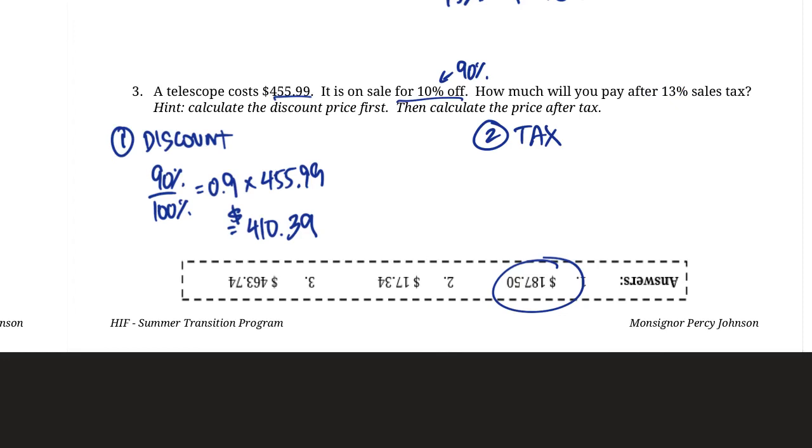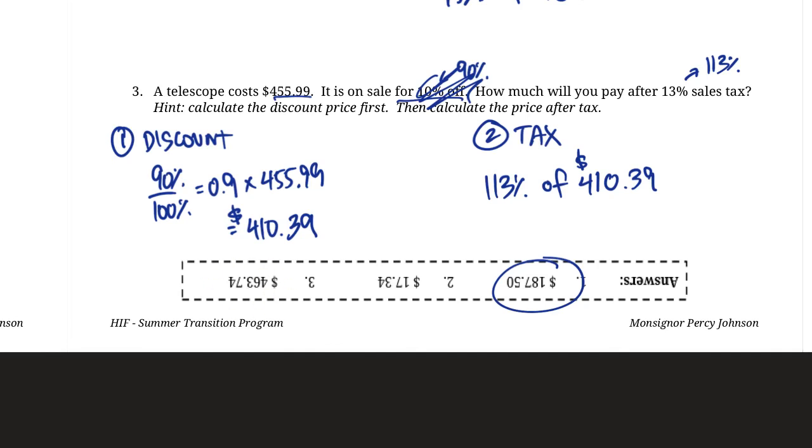But we can forget about the discount because we've already taken that into account. So we now know how much sort of the total cost is that we need to add the tax to. So when we add the tax, we're going to end up with 113% of the original cost, right? Or this amount. So all we want to do is we want to do 113% of the discount price of $410.39. I'll let you do that part. If you do it, you should come out with this answer.